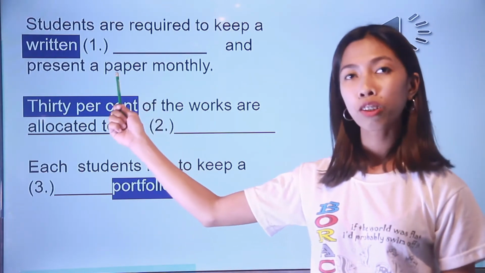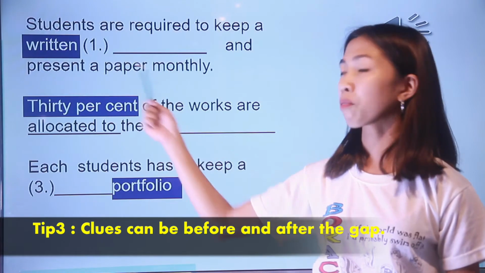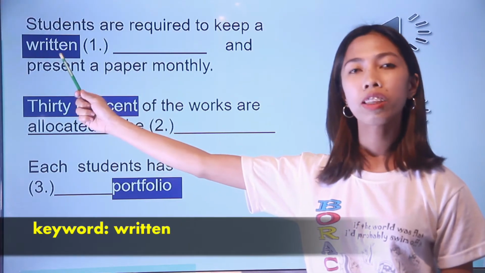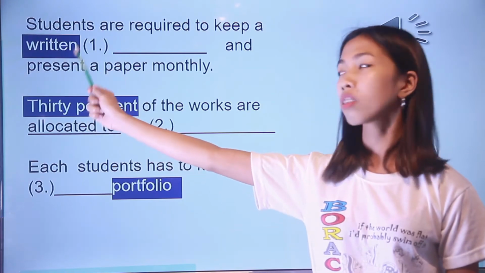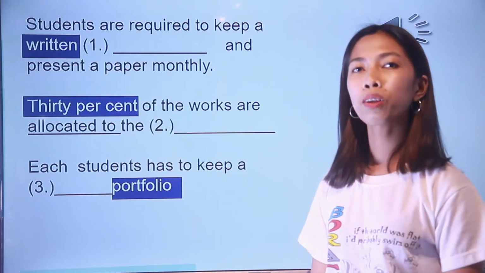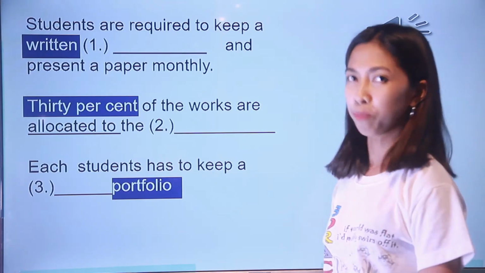Remember, your keywords are usually before or after the gap or the blank. In this case, for number 1, "written," which is an adjective, is our keyword to describe what the missing word is. Now let's see in the audio if you can find out the answer for number 1.